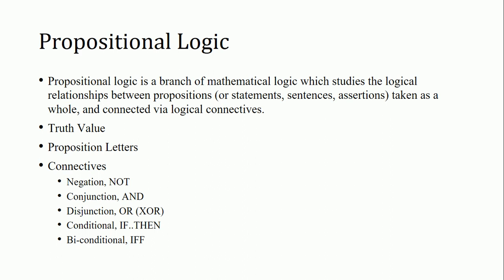Connectives: we have 5 kinds of connectives. We have negation for not, conjunction for and, and disjunction. Disjunction can be divided into 2, the inclusive or and the exclusive or. We will discuss those later. Number 4 is the conditional, the if-then. You are probably familiar with that because it is used in programming, right? If-else statements. It is the same as the conditional. And then the biconditional, which is the if and only if.